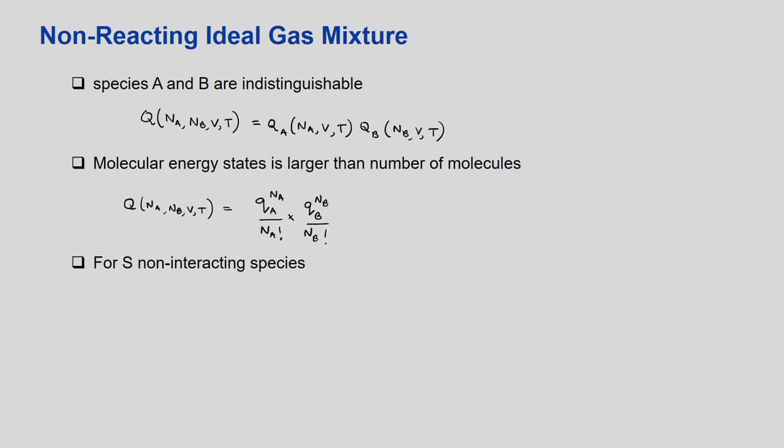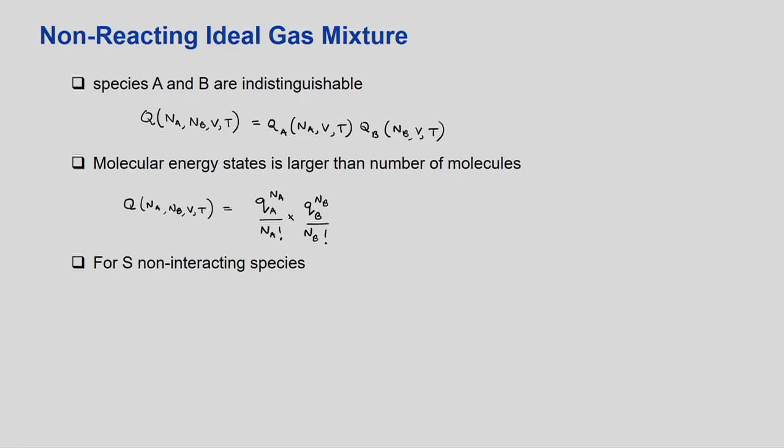Okay. So, it means if I have N_A number of molecules and N_B number of molecules, the small q_A is a single particle partition function for molecule A and small q_B is the single particle partition function for molecule B. So, this is the partition function in terms of the single particle partition function. But if A, B, C, D, like that many molecular species are there and they are all non-interacting, then for S non-interacting species, this will take the form Q.